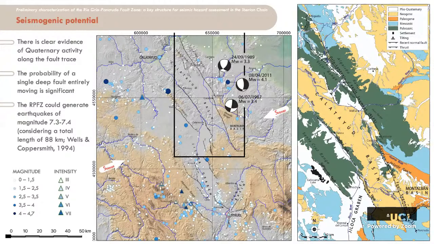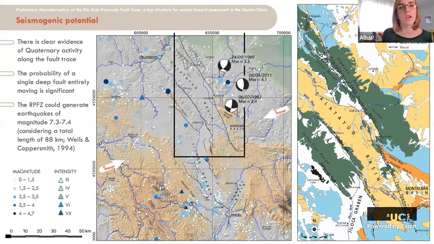Okay. It is under this stress field where the extensional fault system that strikes north-northwest, south-southeast is now moving. So with this framework, I would like to say that the active character and seismogenic potential of the Rio Grio Pancrudo fault zone, which may be the largest macrostructure in the Iberian chain, should be considered in the future evaluation of the seismic hazard of the region. So next slide, and thank you.